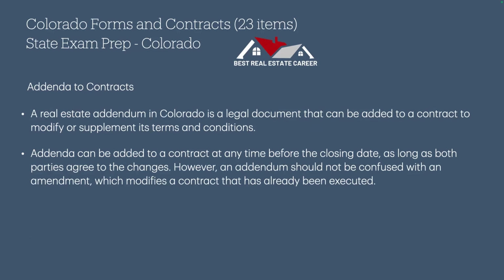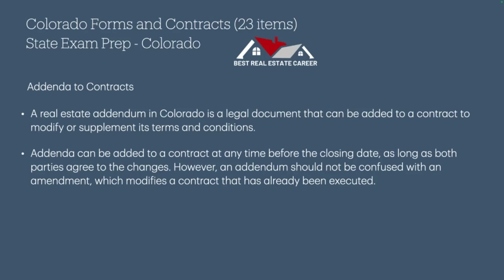It is a counter. So another thing called an addenda, an addenda to the contract. A real estate addenda in Colorado is a legal document that can be added. All right, so an amendment is a small change, right? We talked about dates and deadlines. That's a small change, it's already in the contract, and we're going to change it. An addenda is an addition to the contract to modify or supplement its terms and conditions. Addenda can be added to a contract at any time before the closing date, as long as both parties agree to the changes.